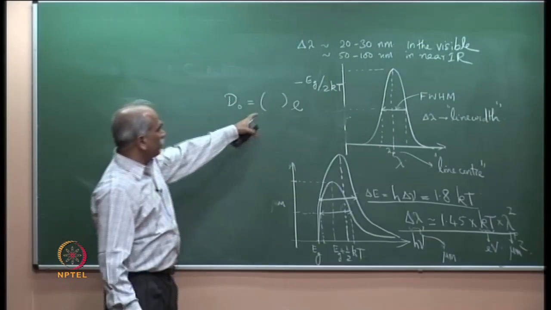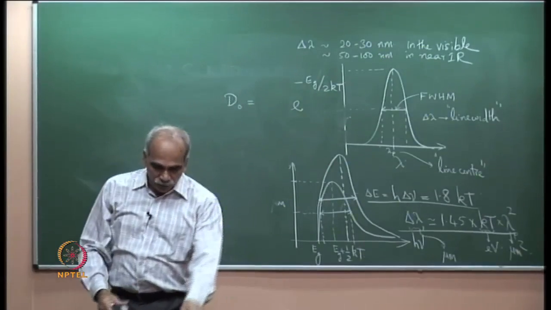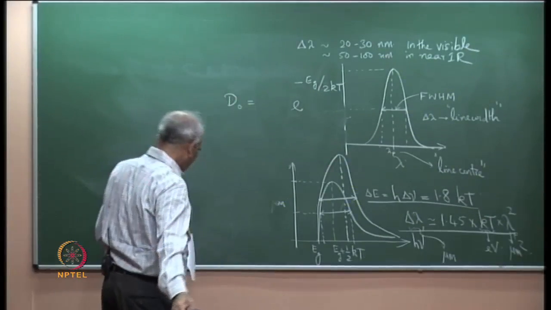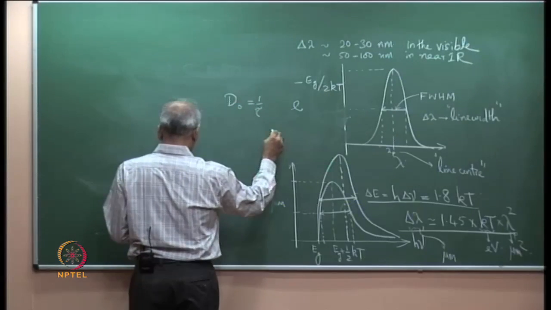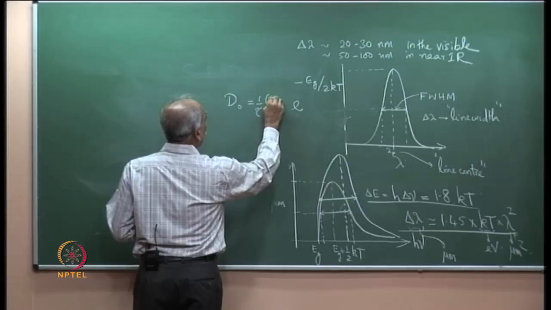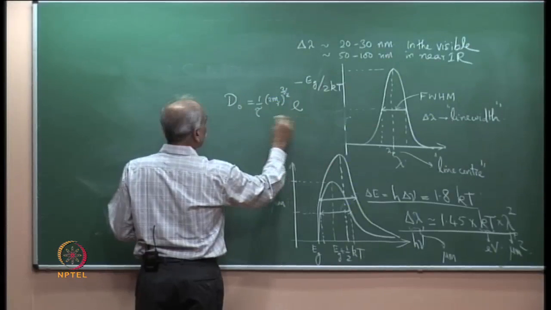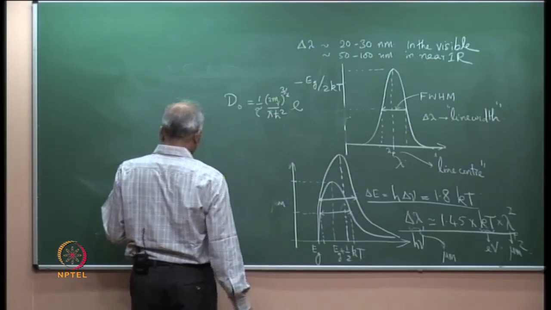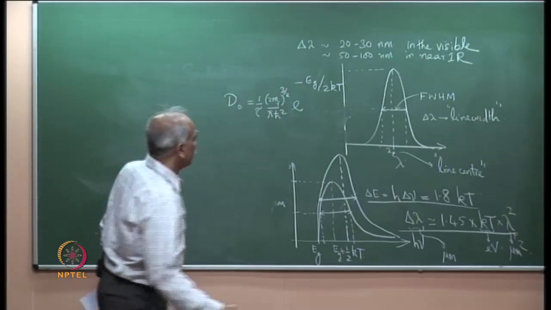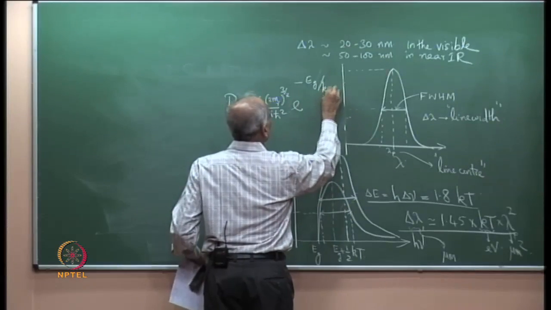The D0 contains some terms here. I can give you exactly the expression for D0. So D0 is given by 1 over tau, and 2 m_r, we have derived this, 2 m_r to the power 3 by 2 divided by pi h cross square into e to the power minus Eg by kT.